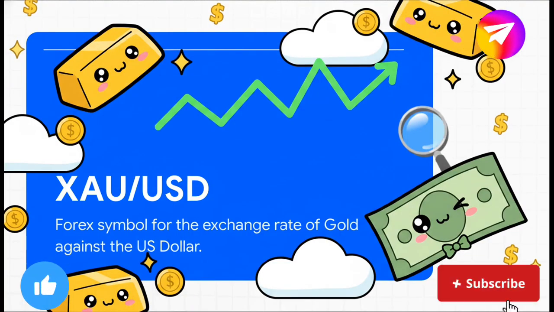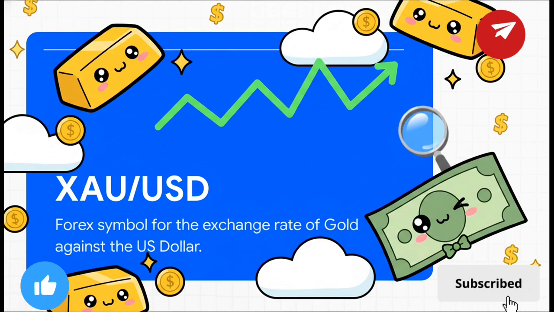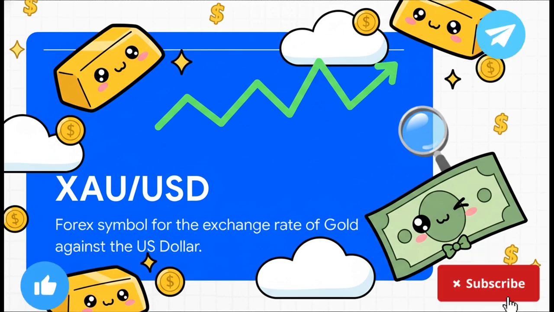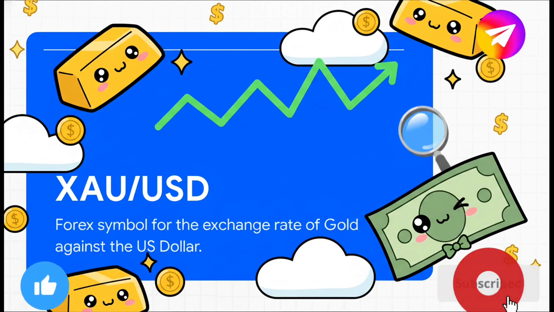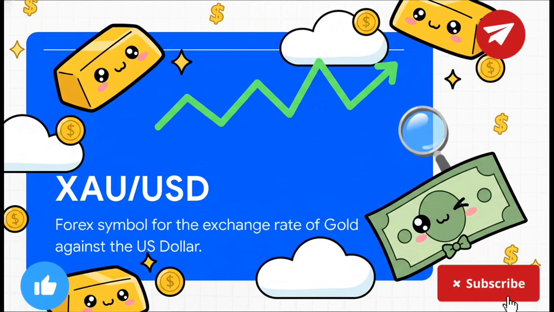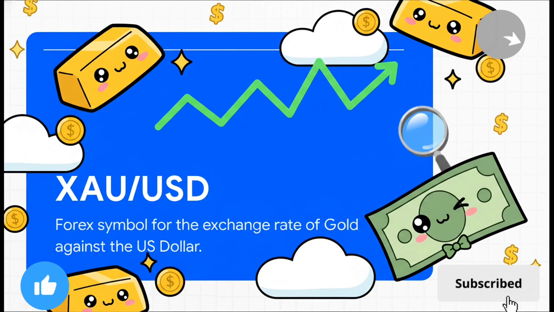So what does XAUSD actually mean? Well, in the Forex world, it's basically the symbol that rules them all. It simply represents the exchange rate of 1 ounce of gold against the US dollar. So when you trade this pair, you aren't taking delivery of physical gold bars to store in your basement. At least, I hope you're not. Instead, you're trading on the relationship between global gold value and the strength of the dollar.